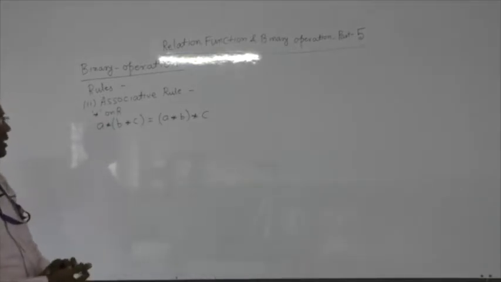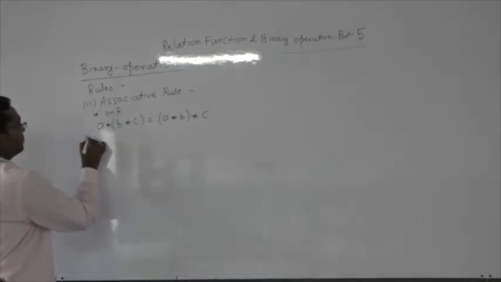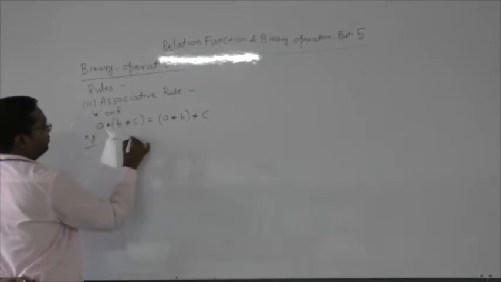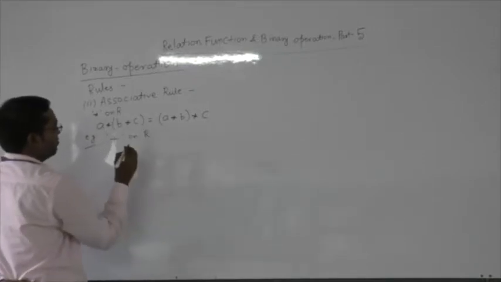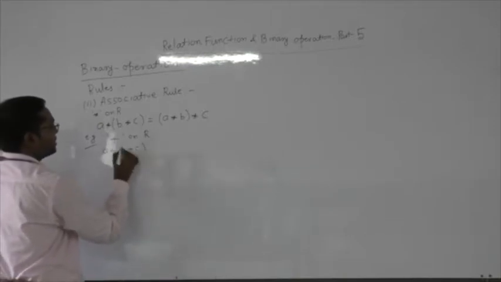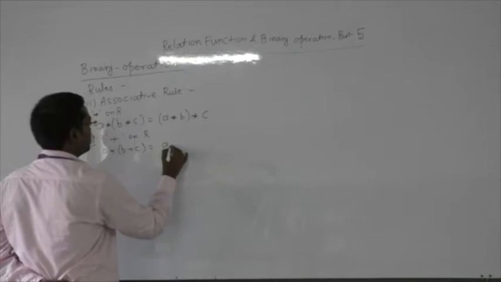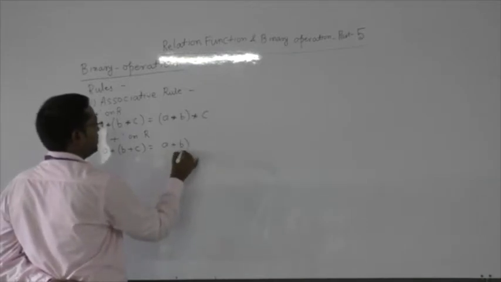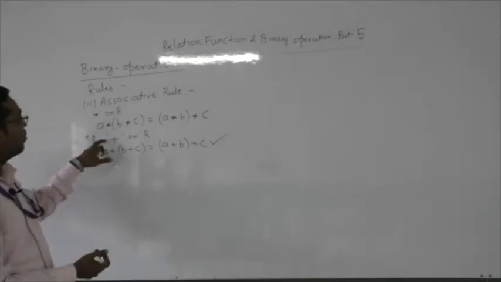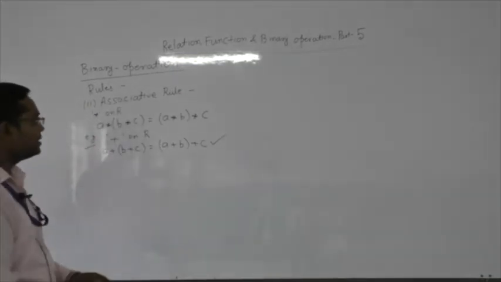Okay, let's see for example. Let's take addition on the set of real numbers. So (a plus b) plus c, we can easily write it as a plus (b plus c). Hence, addition follows the associative rule, right?